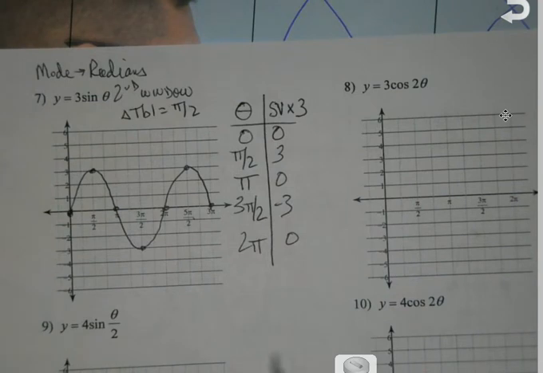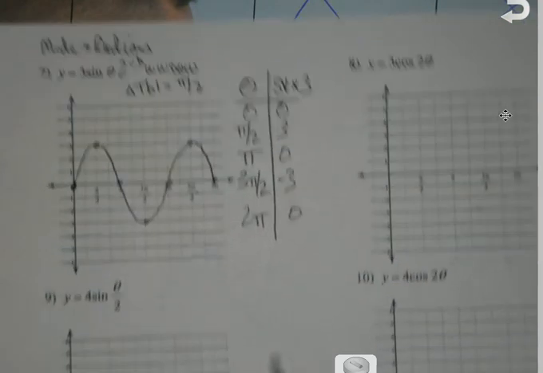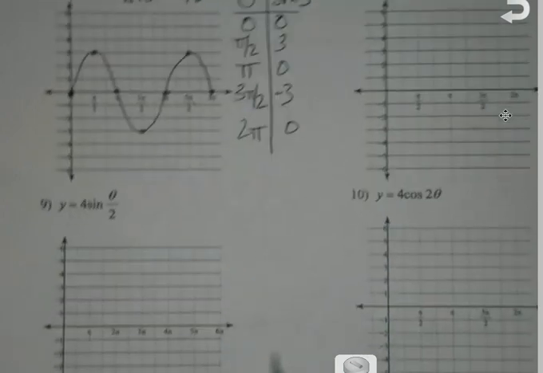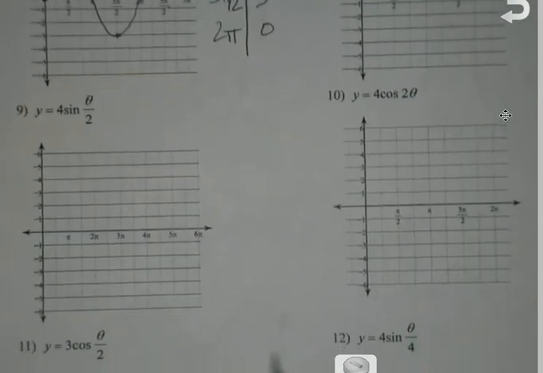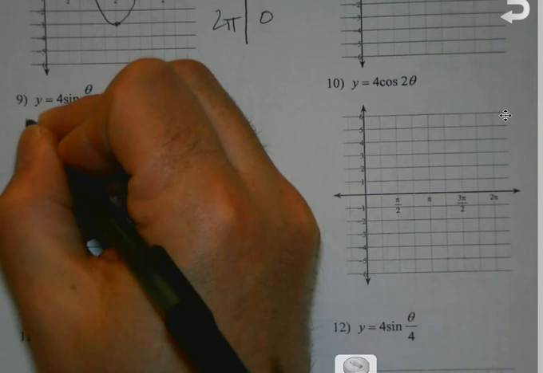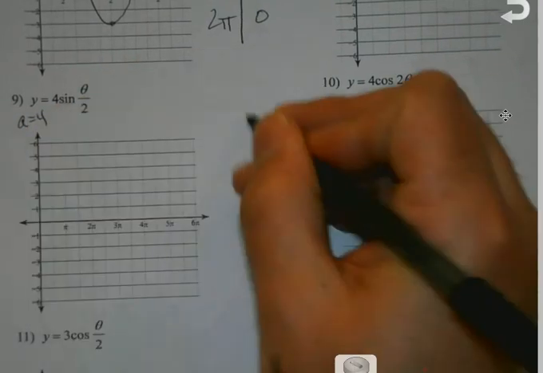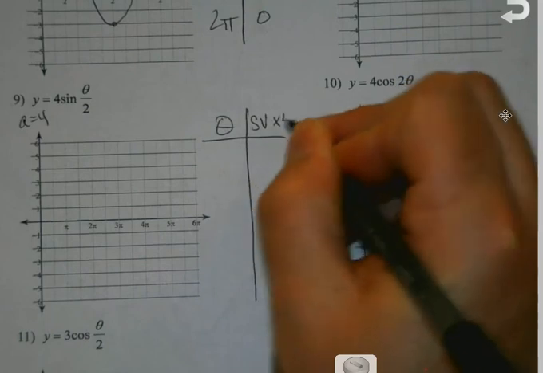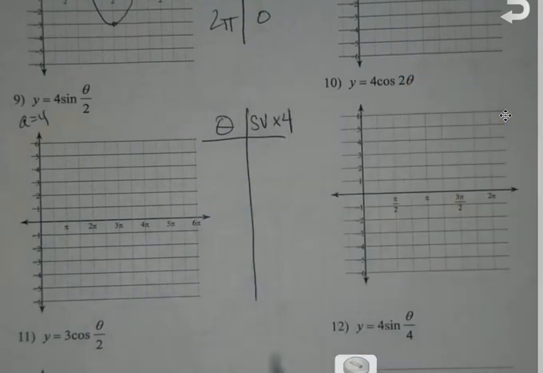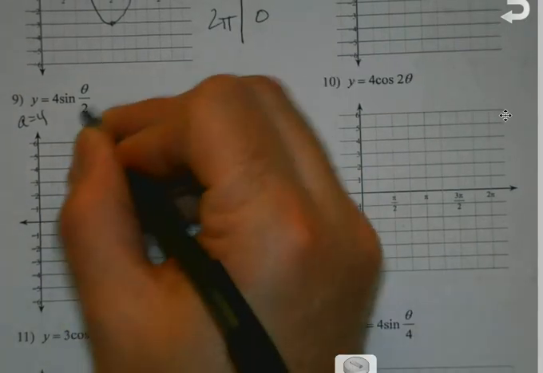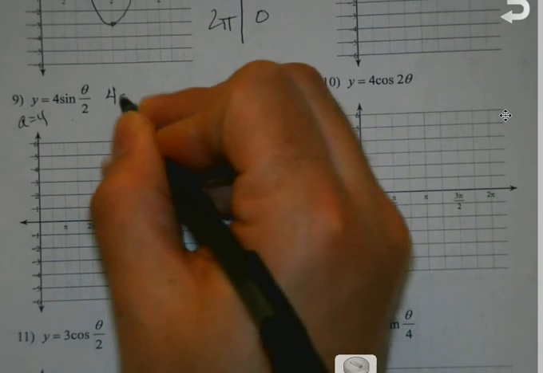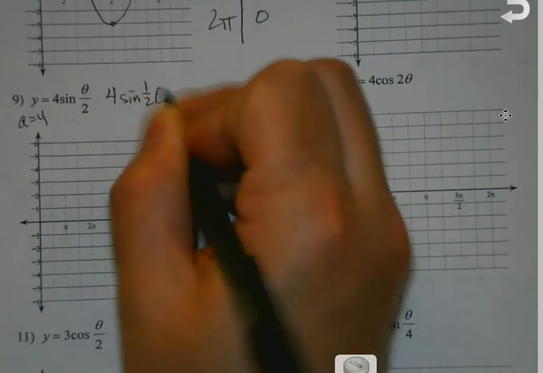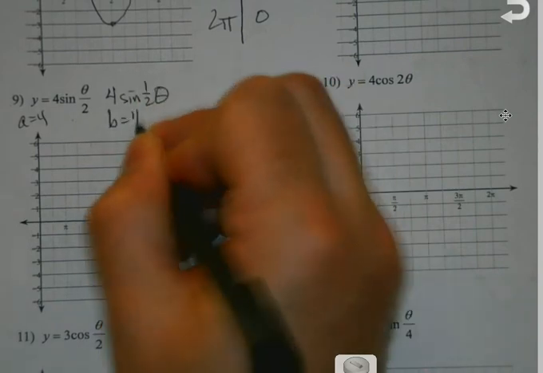So I want to look at a couple more just to make sure we've got this. I'm going to come down here to 9. We're going to take a look at 9 and 10. So you're like, okay, my A value is 4. So I'm going to take my sine value, whatever it is, I'm going to do times 4. We got to wait on that though. So I'm like, okay. Now I'm going to look for my theta values. Now I remember from before, okay, so this is really 4 times sine of 1/2 theta. So my B is a half.